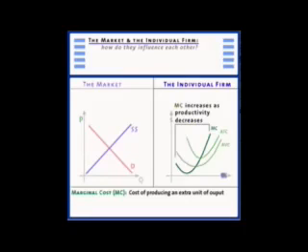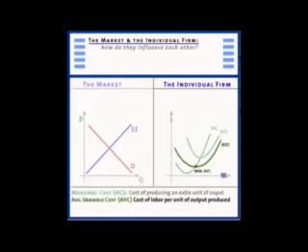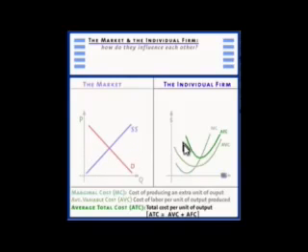If the price isn't higher than the minimum average variable cost, then the firm cannot profitably produce in the short run. The firm will minimize its losses by shutting down. The average total cost curve tells you the total cost per unit produced. If the price is below average total cost, the firm is making a loss in the short run. If the price is above the average total cost, the firm is making an economic profit in the short run.